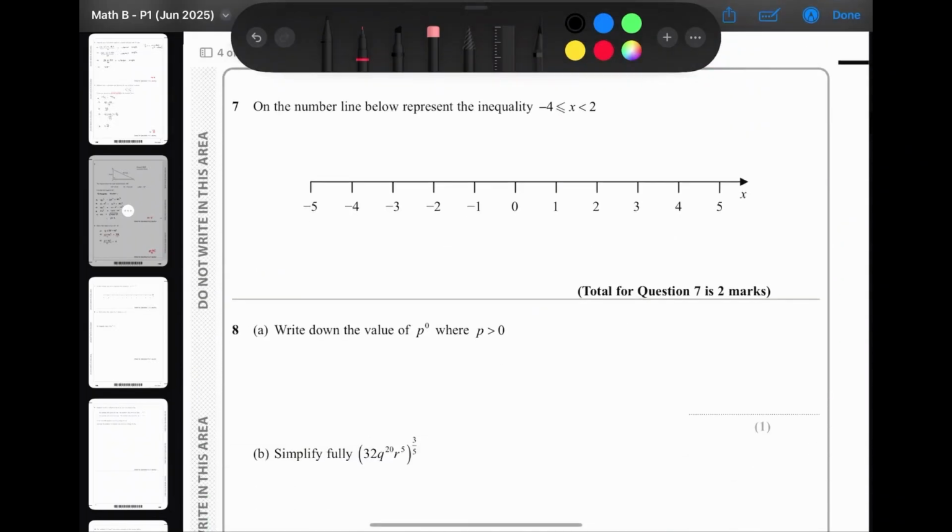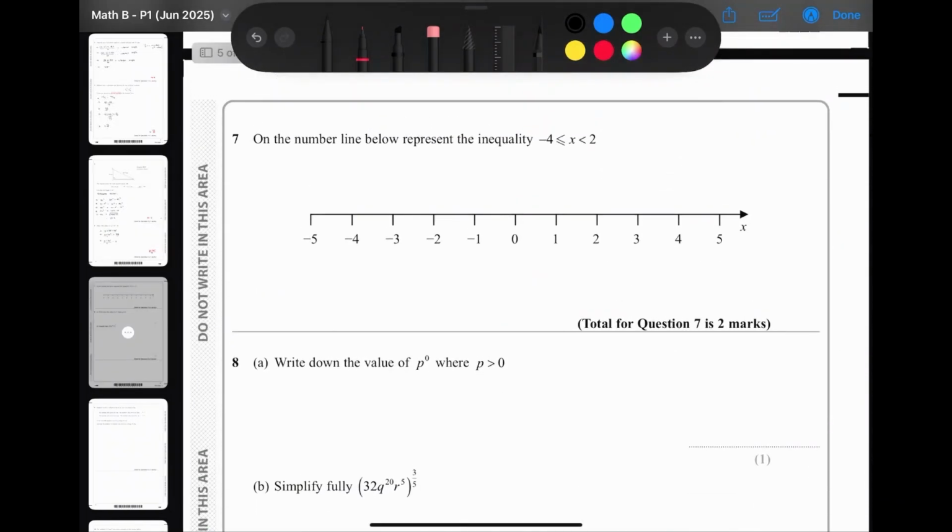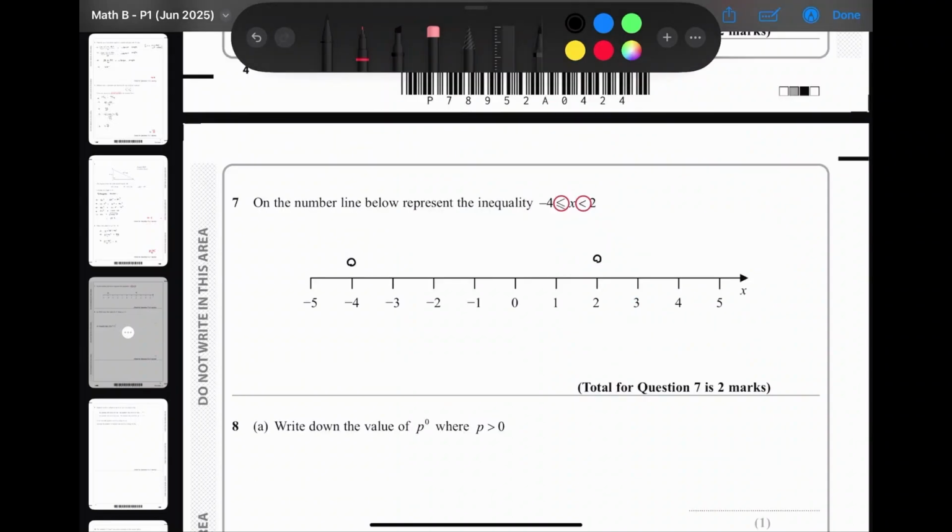On to the next one. Here we have question 7, a very easy one indeed. For this question, we must focus on the 2 red circles that highlight the value comparison signs. The first sign will be shaded darker as it is the greater than or equal to symbol, and the second one will remain hollow as it is just the greater than symbol.